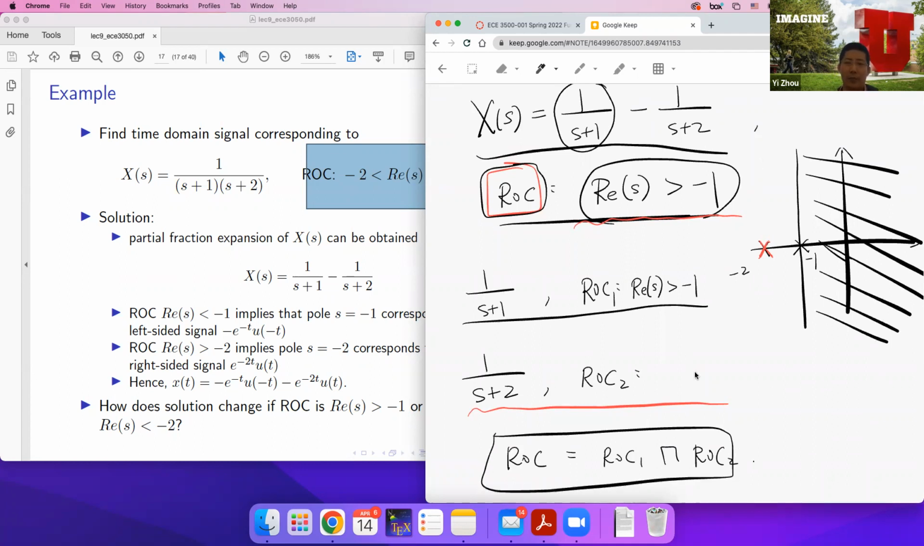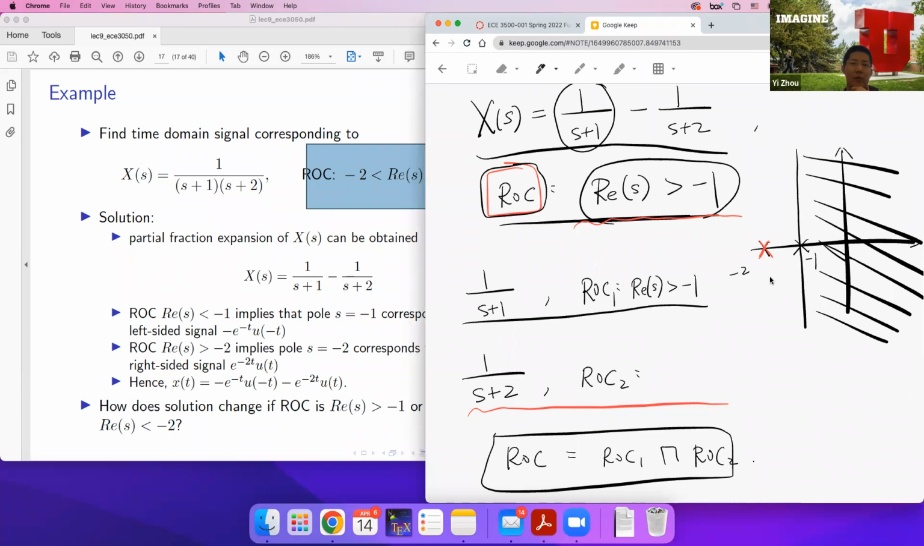And if you look at the second one, because the second Laplace transform has a single pole at negative 2, there are only two types of ROC: either to the left of negative 2, or to the right of negative 2. Because it is in rational form, those are the only two cases we can have. Now suppose the ROC is to the left of negative 2. It will lead to a contradiction, because for the first part, the ROC is to the right of negative 1. So these two ROCs do not overlap, which would imply an empty overall region of convergence.